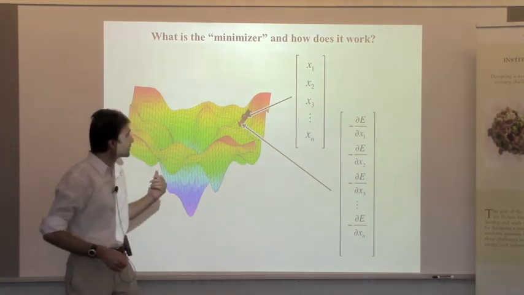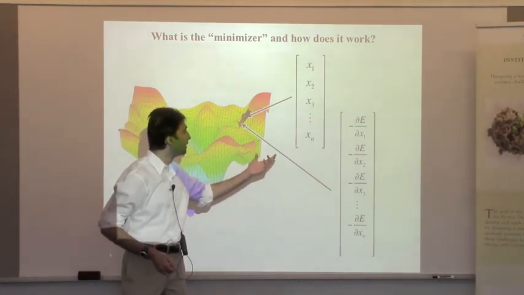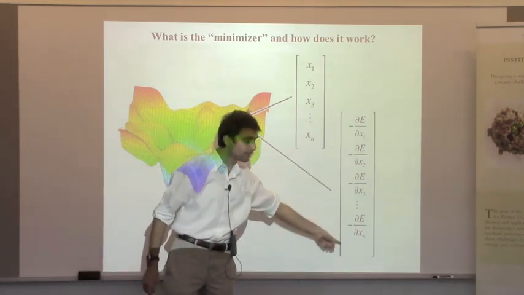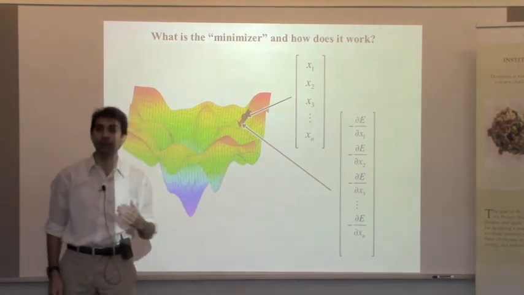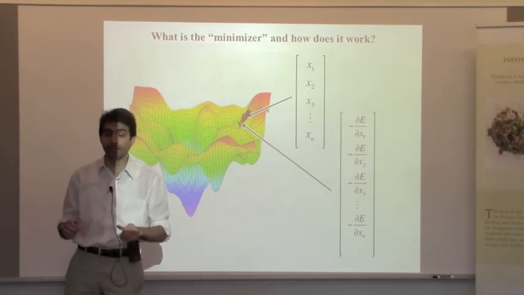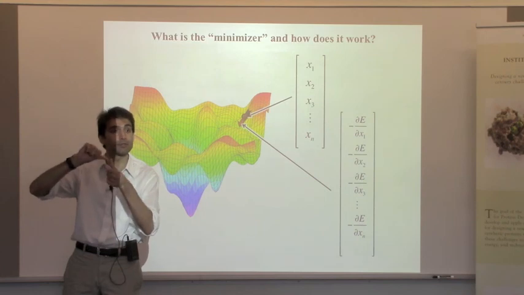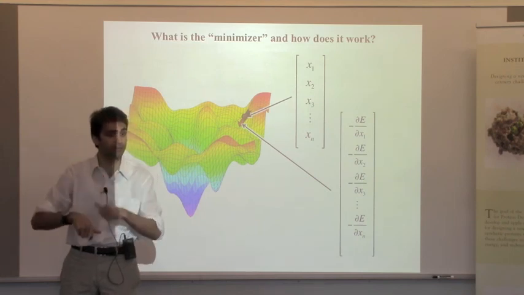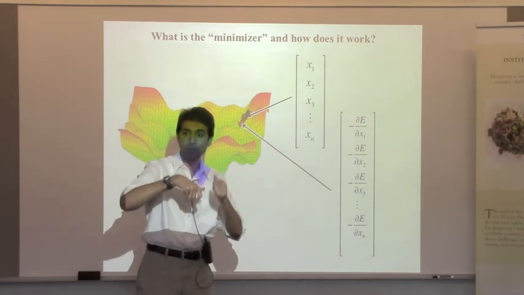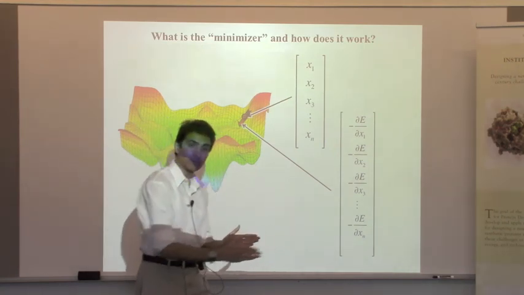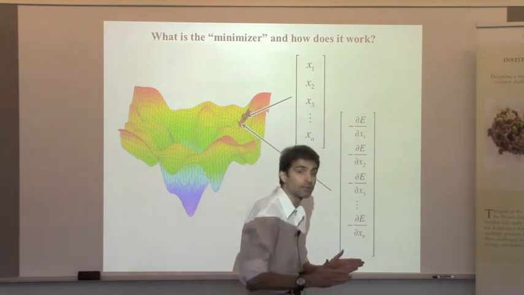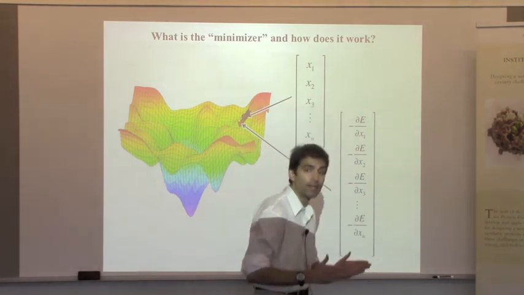So the basic algorithm for the minimizer is: start at a particular point, calculate the gradient at that point with respect to the degrees of freedom of the system. So if we're working in dihedral space, we calculate the gradient of the energy with respect to all of the dihedrals that you can rotate in the protein. Take a step in that direction, which means moving all those dihedrals by a small amount, and actually do what's called a line search. Keep stepping in that direction as long as the energy is going down. When it starts going up again, you know that it's time to calculate the gradient again.